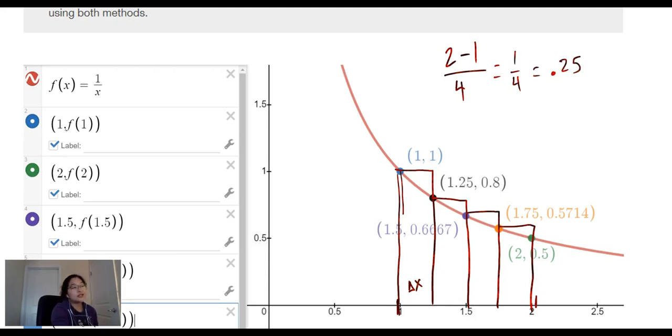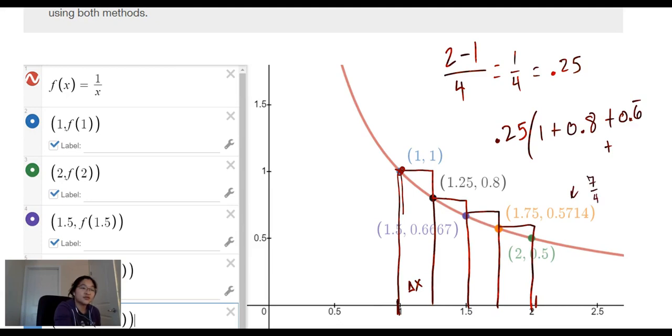So we're multiplying 0.25 times the sum of the heights. We're looking at 1 plus 0.8 plus 0.6 repeated plus this, which is 4/7, plus 1/2. So that's our left sum.